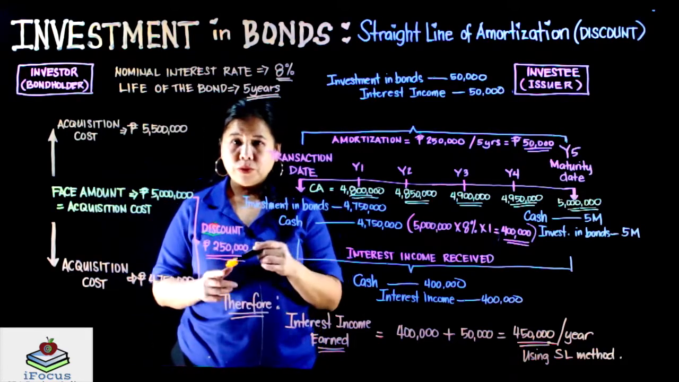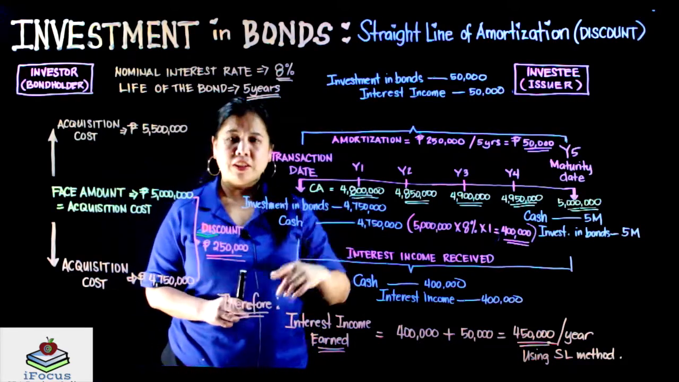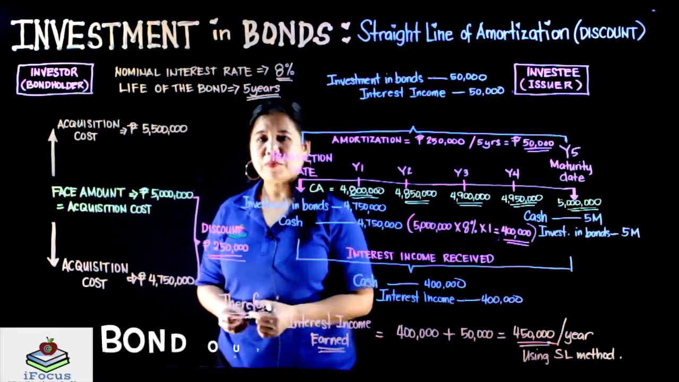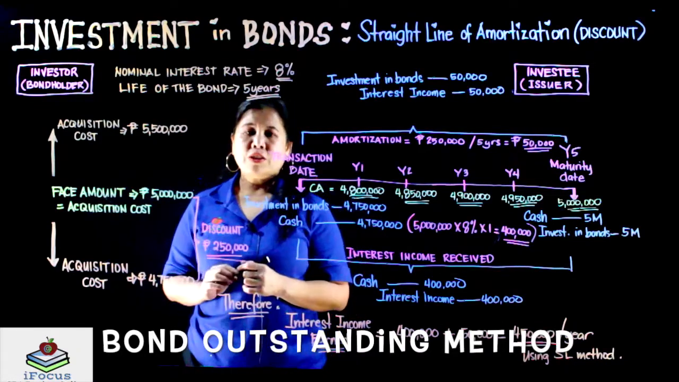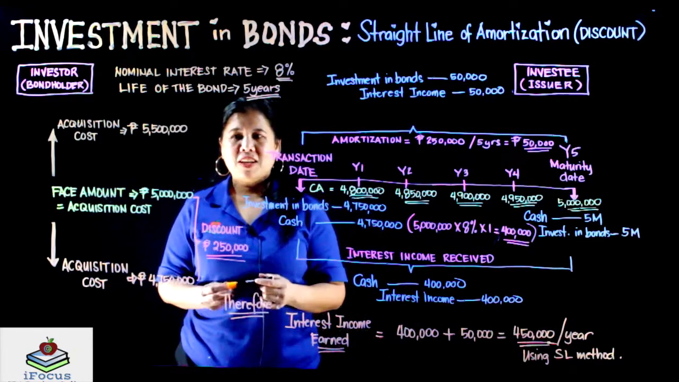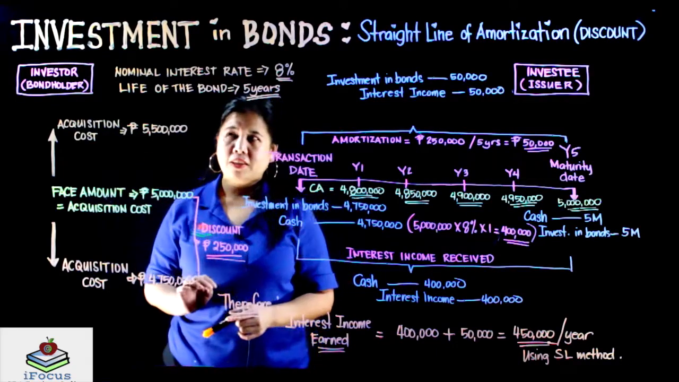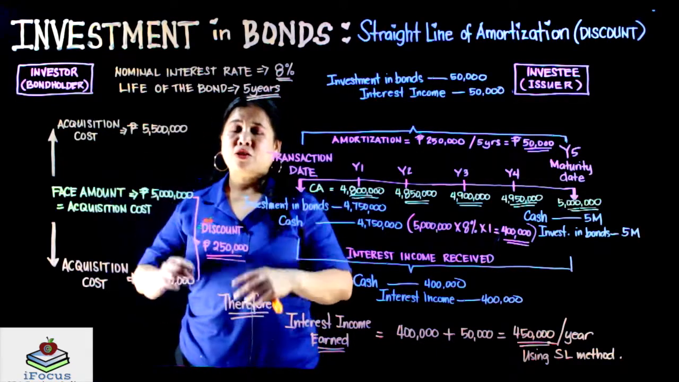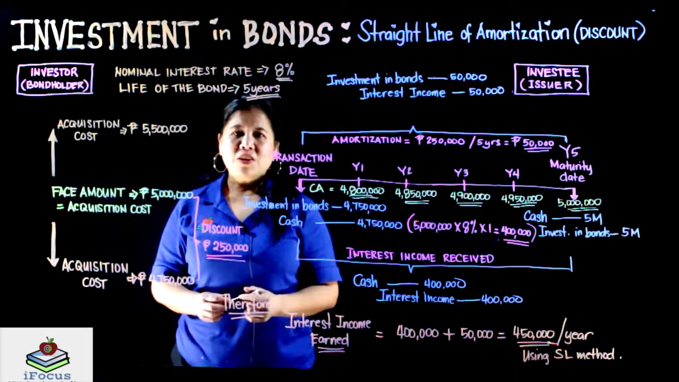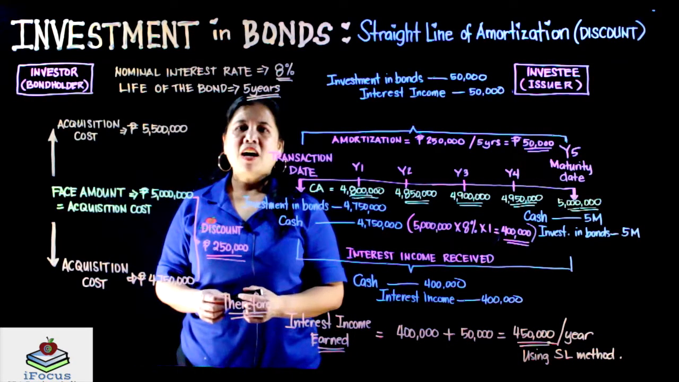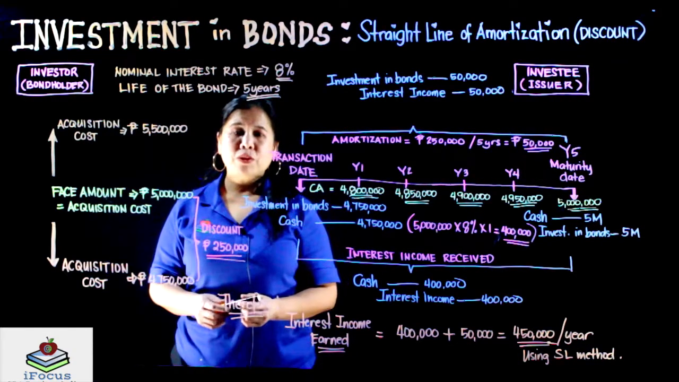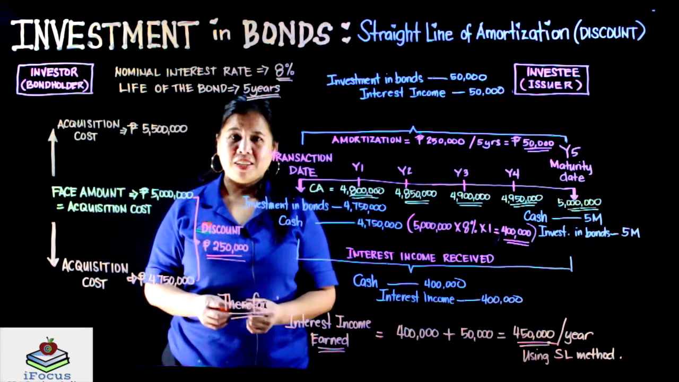So, ang next na pag-uusapan natin after the straight line method ay ang bond outstanding method of amortization of the premium and the discount. Gagamitin pa rin natin itong example na ito. I'll see you in my next video, bond outstanding method of amortization of the premium and discount.